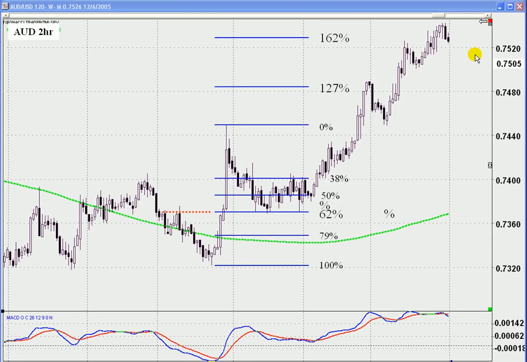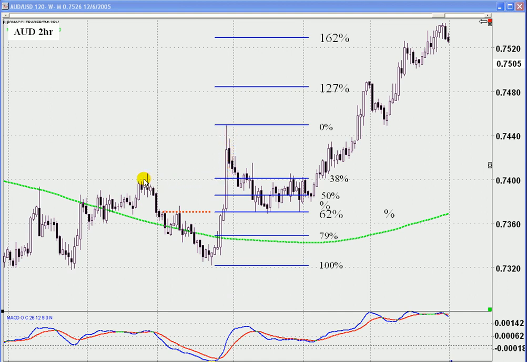Again, we see an Australian dollar 2-hour chart, Australian dollar traded against the US dollar. Once again, we see the lows here. Price came down, tested the lows, formed a hammer. A distinct rally, very decisive rally. And after a parabolic rally like this, we can anticipate a retracement.